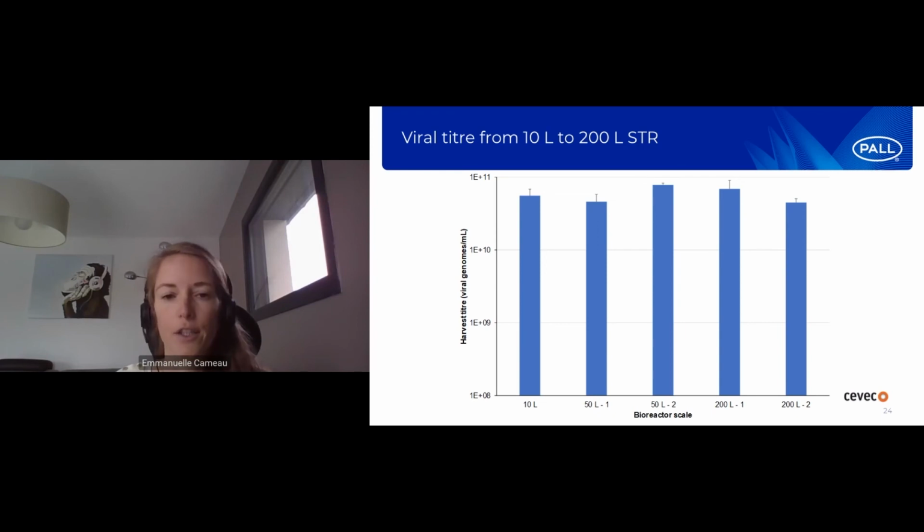Regarding titer of the AAV, here you have the VGs per ml of the harvest. And you can see that the comparison between the 10-liter bench scale and the 50-liter or the 200-liter replicates really are comparable. So we have a very good scalability within the STR range, and also from another bioreactor, such as this 10-liter benchtop bioreactor.